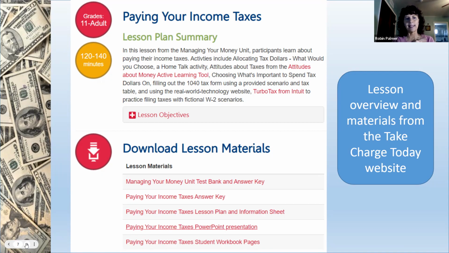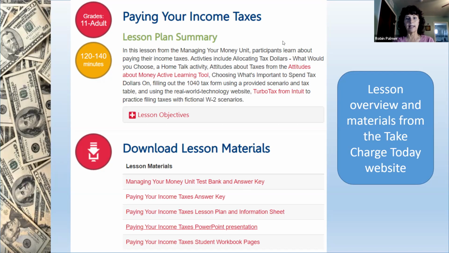So when you go to the lesson, you see this is the lesson plan summary. It tells you this is really for grades 11 through adults. So kids, once they have jobs, this becomes a little more high interest for them. It will take 120 to 140 minutes to go through everything that we have in here, but you can pick and choose. You see in the lesson materials that there's an answer key that goes with our test bank.